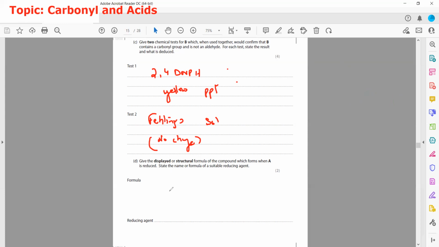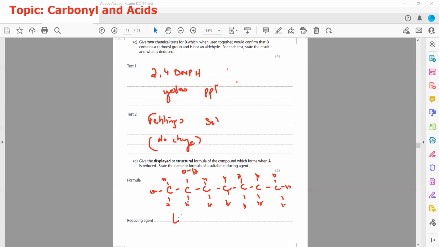So if I want to draw a displayed formula: 1, 2, 3, 4, 5, 6, and 7, and then there will be O and H. This carbon will have 3 hydrogens, this will have 2 hydrogens, this will have 2 hydrogens, this will have 2 hydrogens, this will have 2 hydrogens, and this will have 3 hydrogens.